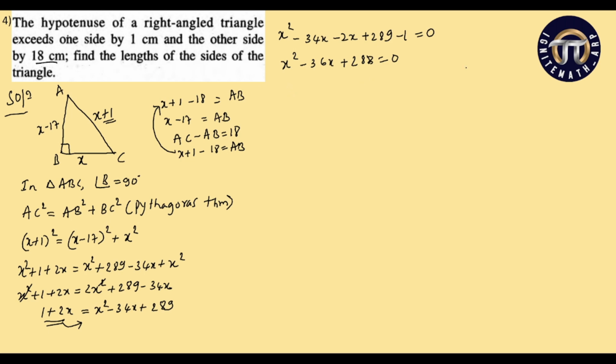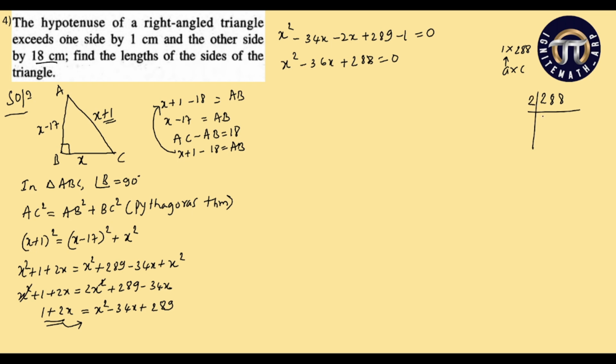Later when I factorize this, how to factorize, children? If you are getting confused with finding the factors, you can take a into c. A is what here? That is the coefficient of x square, that is 1 itself, and c is the constant term, that is 288. So you will get 1 into 288, 288 itself. Prime factorize 288.